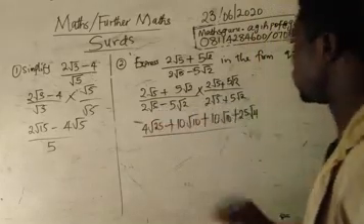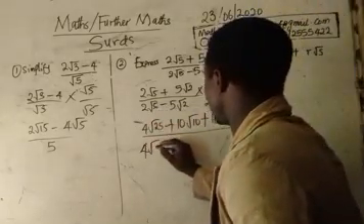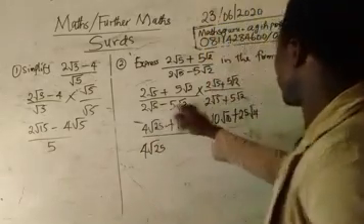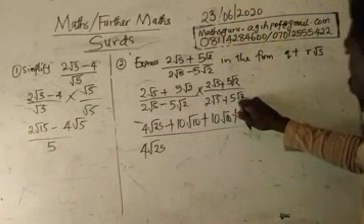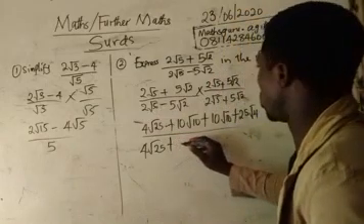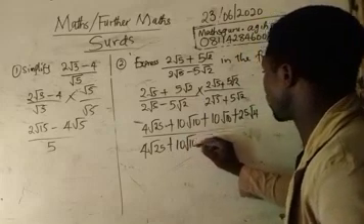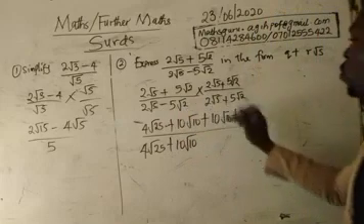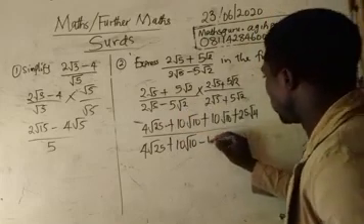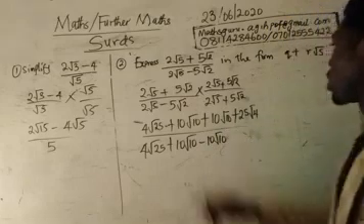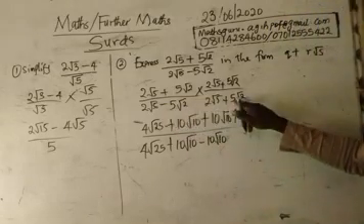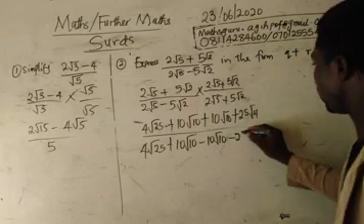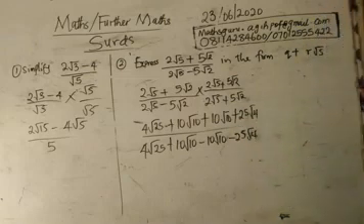5 is going to give us 4 root 25. Then 2 root 5 times 5 root 2 is going to give us 10 root 10. Then negative 5 root 2 times 2 root 5 is going to give us negative 10 root 10. Negative 5 root 2 times 5 root 2 is going to give us negative 25 root 4. We continue.